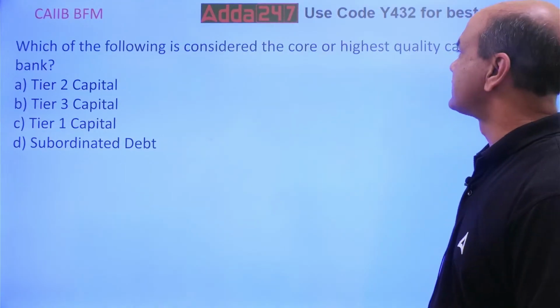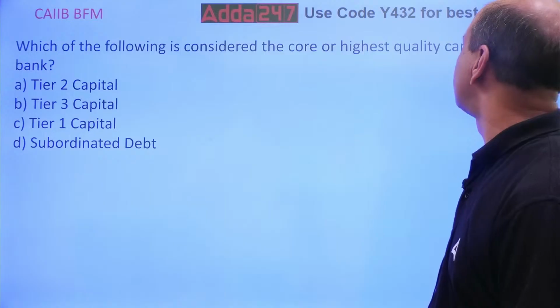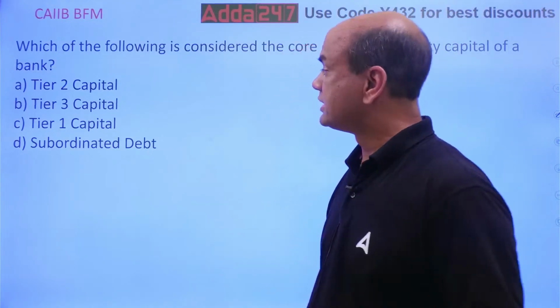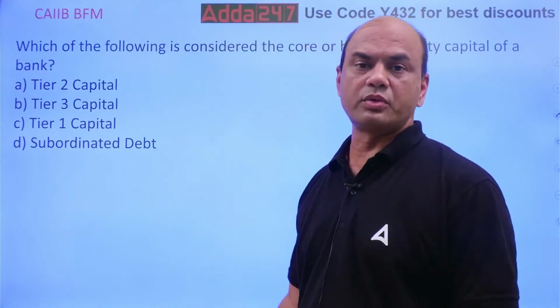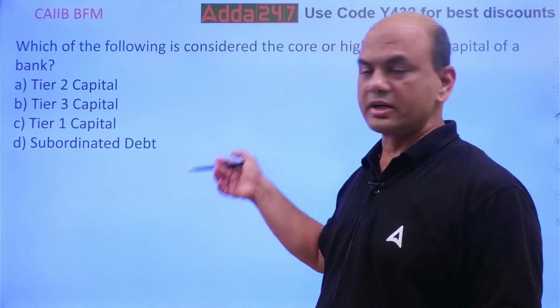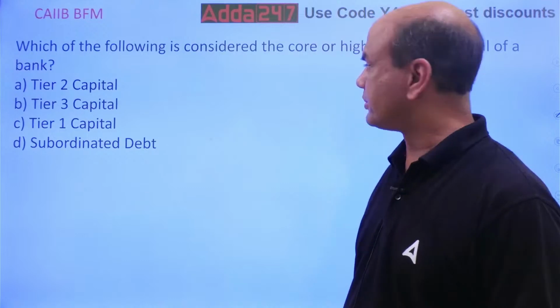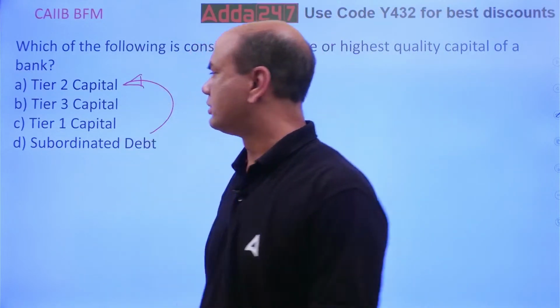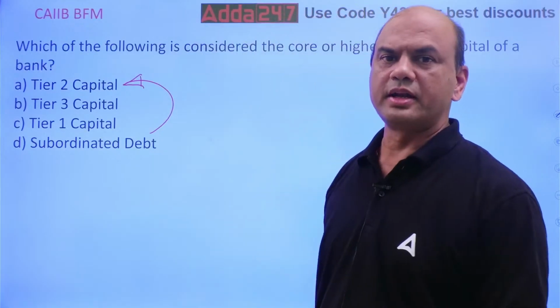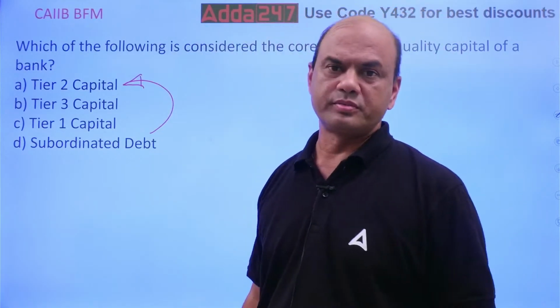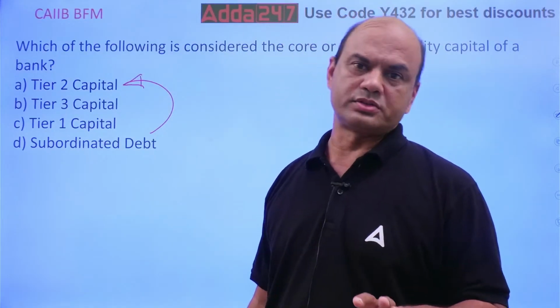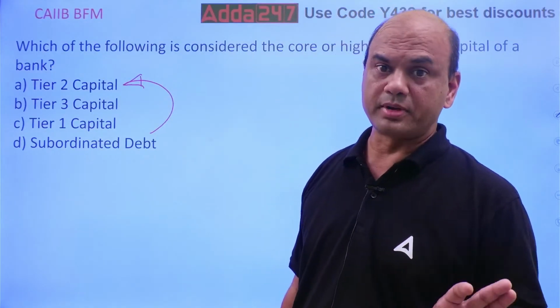Which of the following is considered as a core or highest quality capital of a bank? See, three capitals are given: Tier 1, Tier 2 and Tier 3, and subordinate debt. This subordinate debt is actually part of your Tier 2. Got it? It can be part of your Tier 3 also. Kindly note, it can be a part.